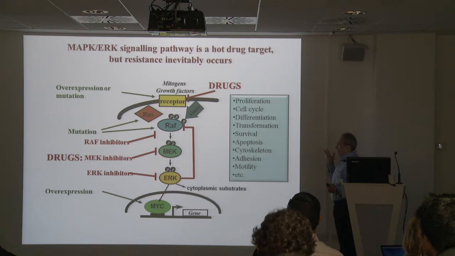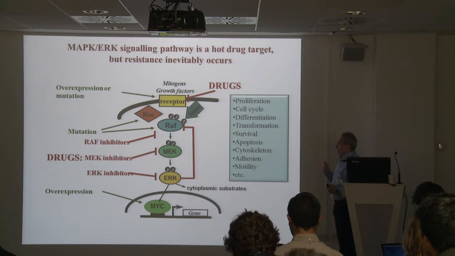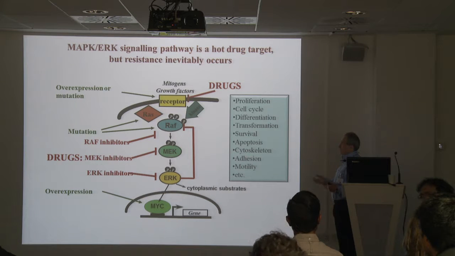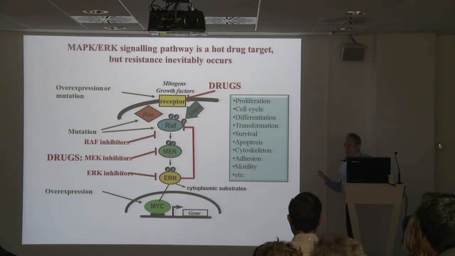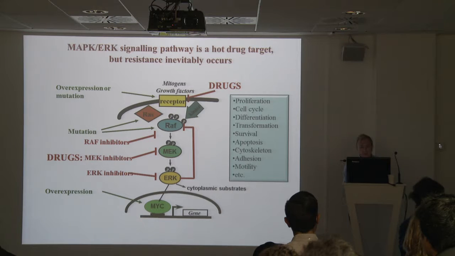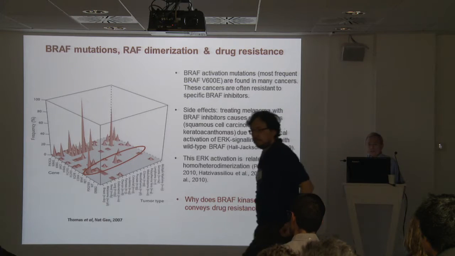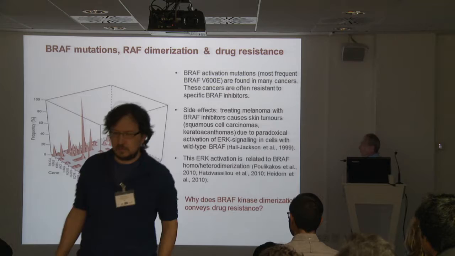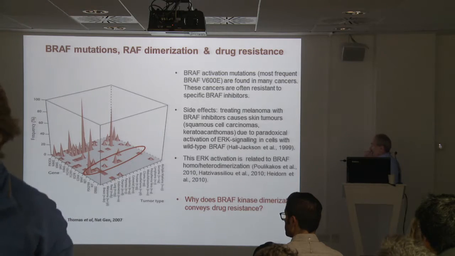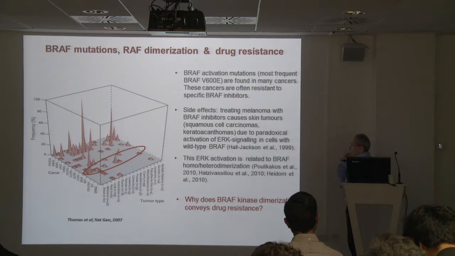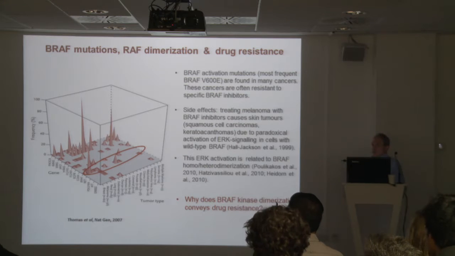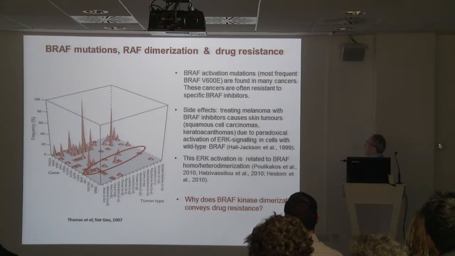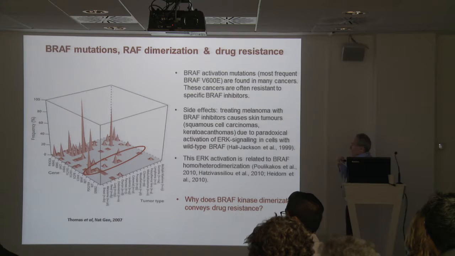So the main problem in cancer treatment is that whatever treatment you give, patients will inevitably develop resistance. And then, unfortunately, the patient dies. So what will I talk about here? I will talk about BRAF mutations, so mutations in the first level of this MAP kinase cascade, and why this mutation occurs.